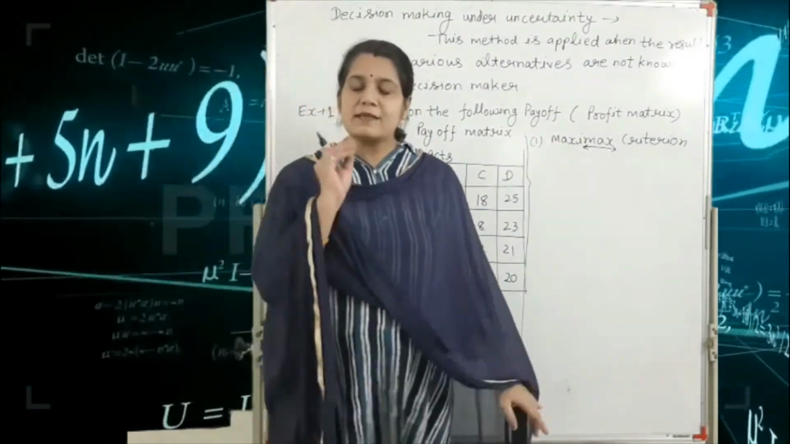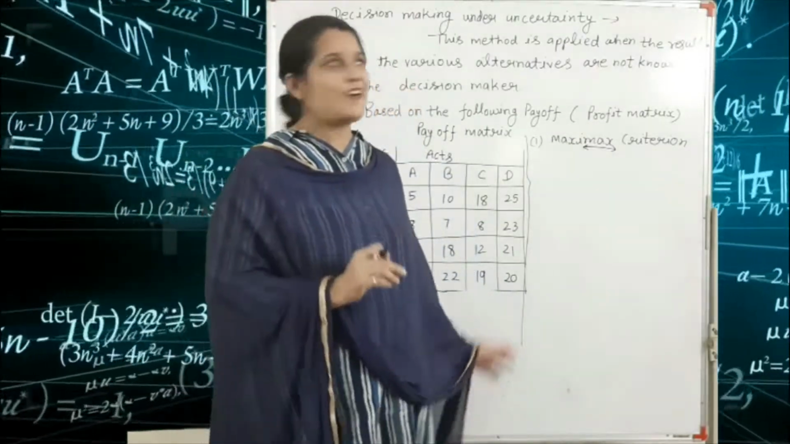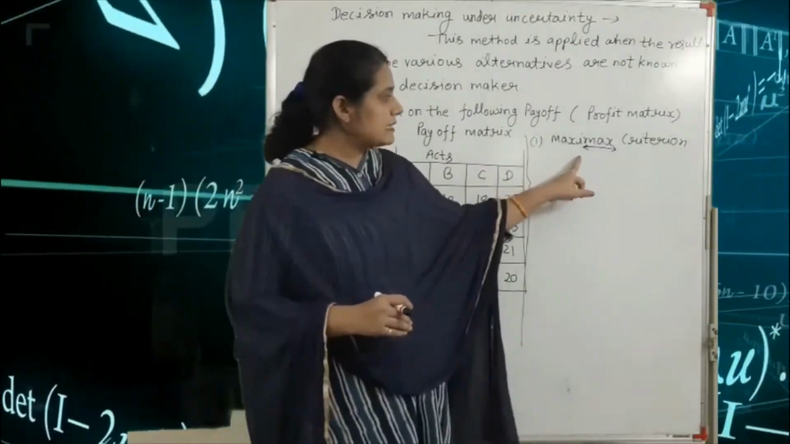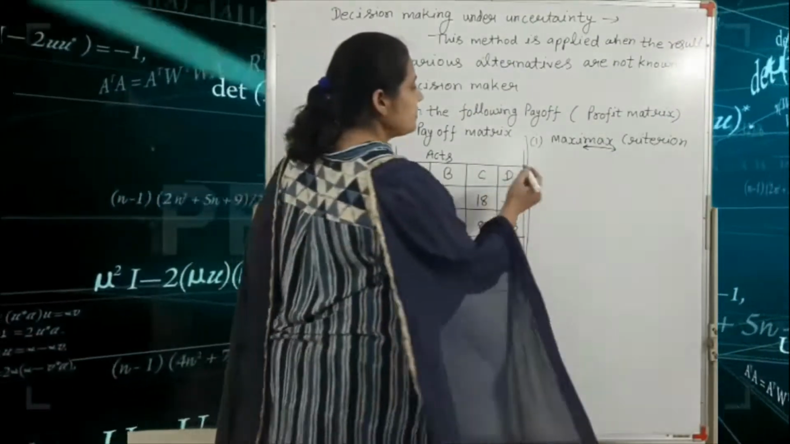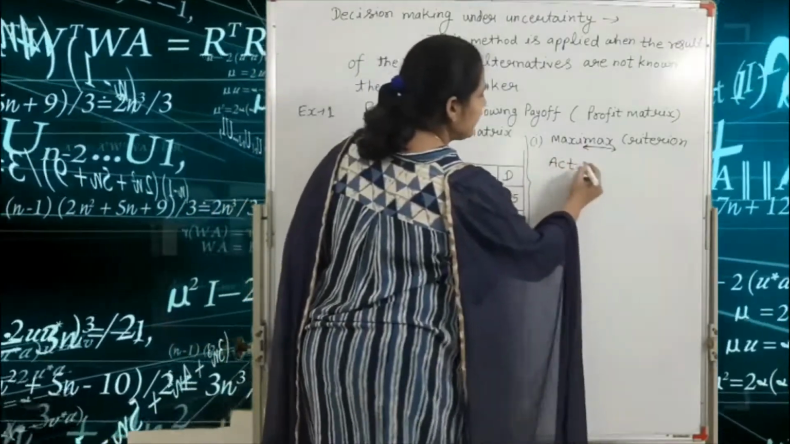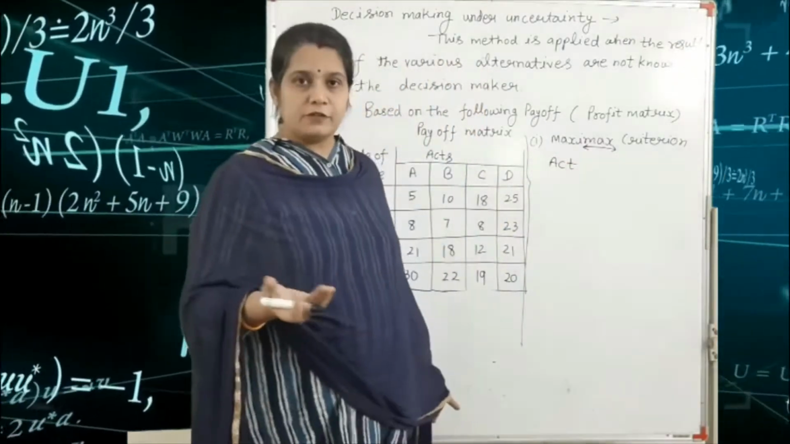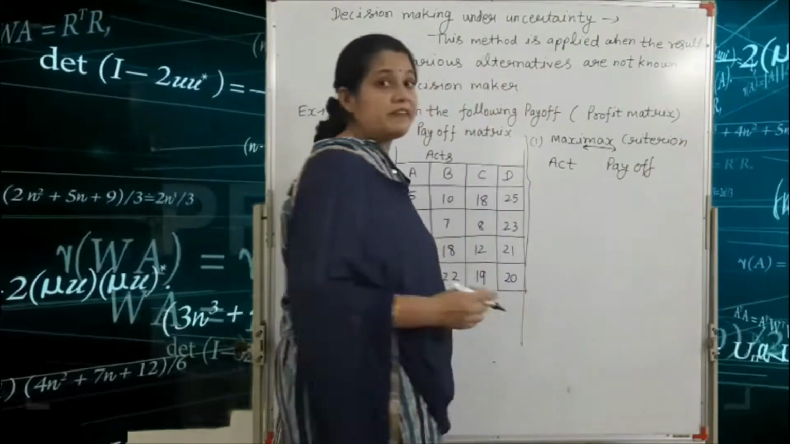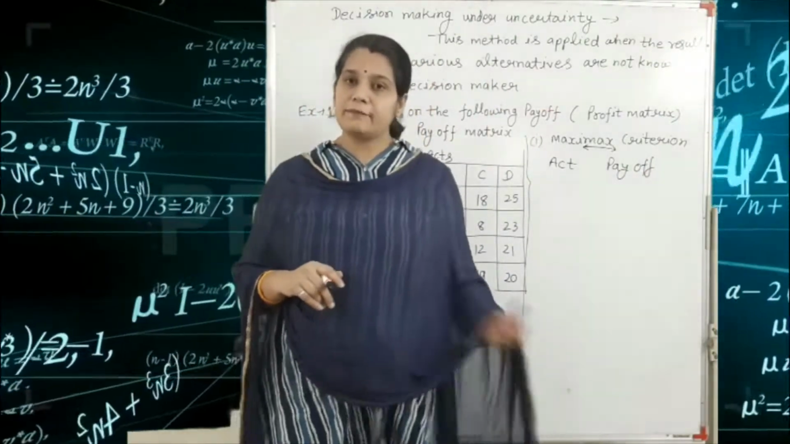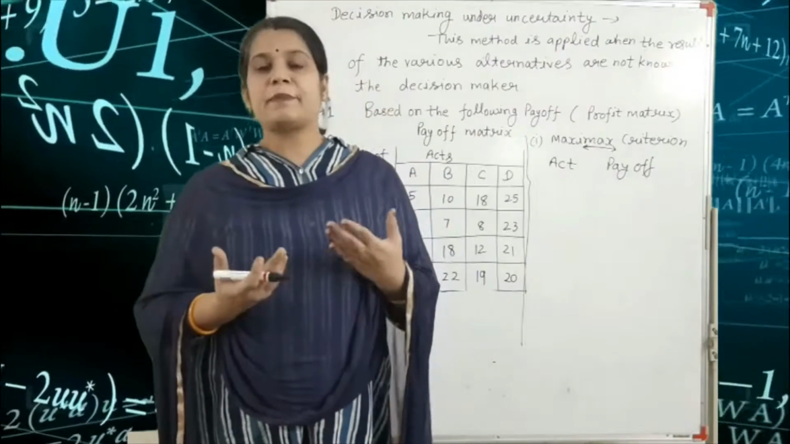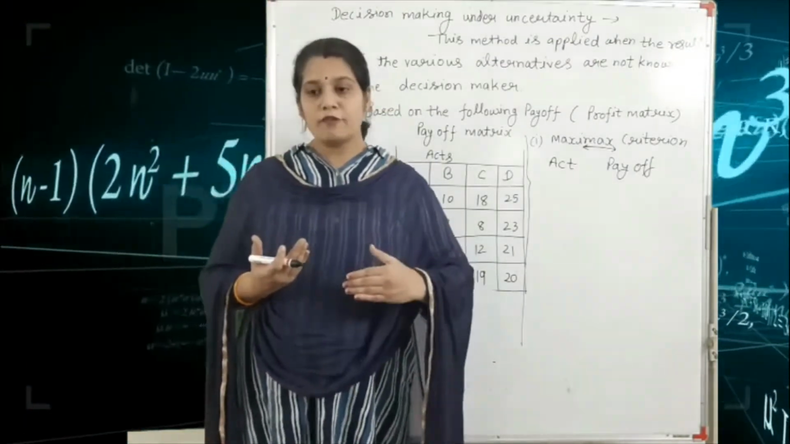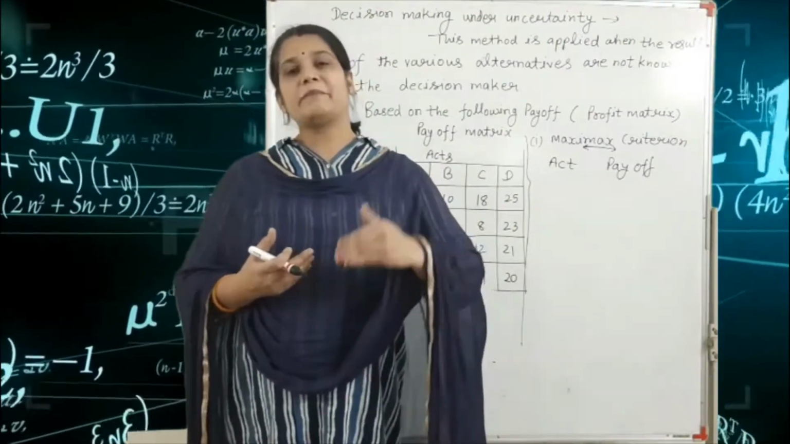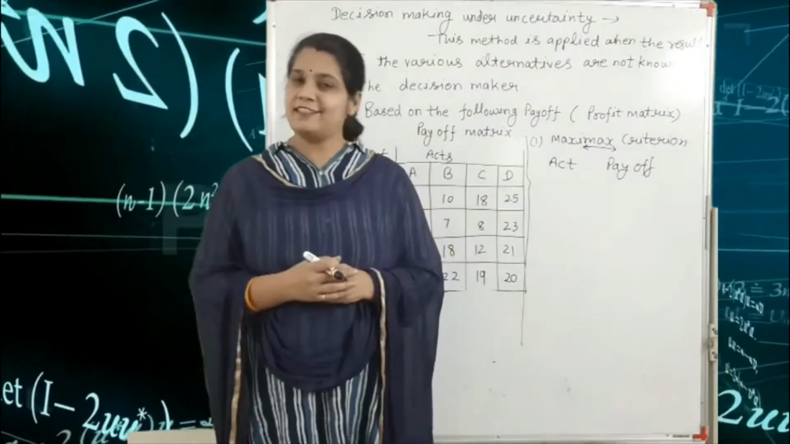Okay, so this is a very simple and easy method according to our decision theory chapter. Let's start with the maximax criterion. First we write the act, that means the alternative, and this one is the payoff. We have already seen in chapter number 5, game theory, what the payoff matrix is. The payoff matrix is the combination of rows and columns, depending on player A and B's strategies. Got it?